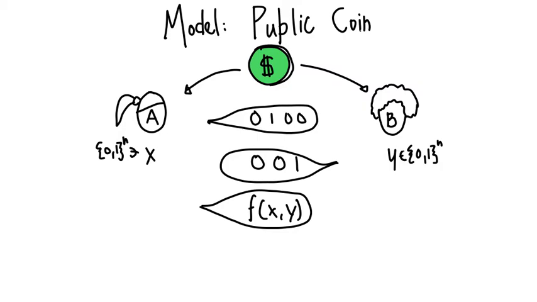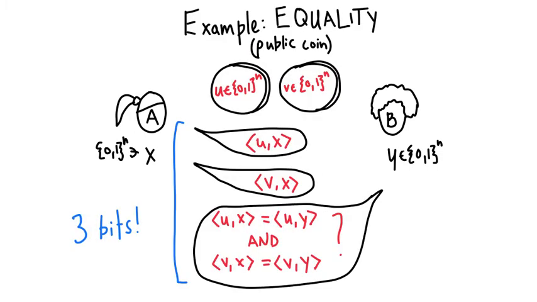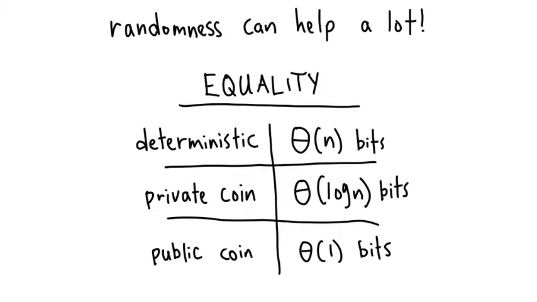The question is, does this help beyond the private setting? Indeed, at least for the case of equality, it helps even more. Alice and Bob can communicate just a constant number of bits in order to determine whether their two inputs are equal or not. So in conclusion, randomness can indeed help a lot.